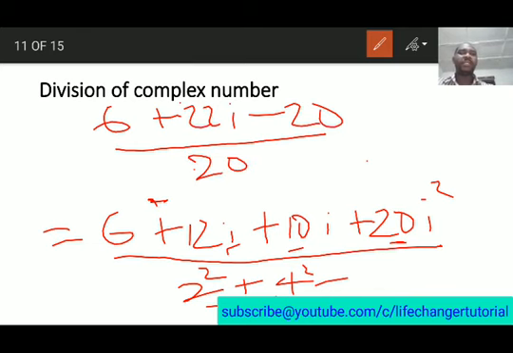Okay. So here 6 can subtract 20. You collect like terms. Real parts can add real parts. Imaginary parts can add imaginary parts. So 6 minus 20 is minus 14. So we have minus 14 plus 22i all over 20. Okay, let me rub off this one here.